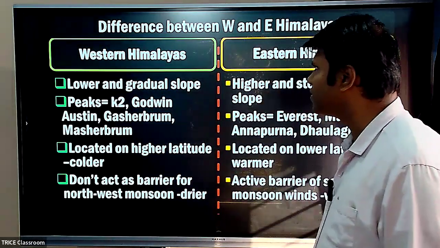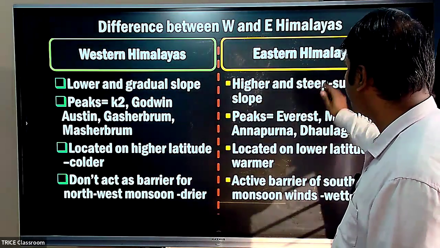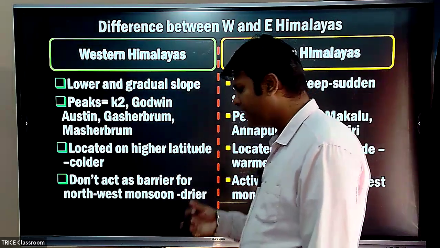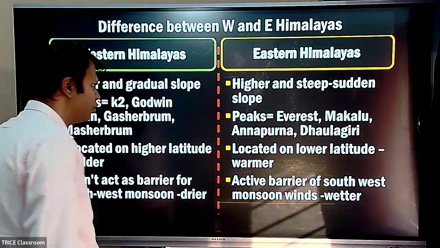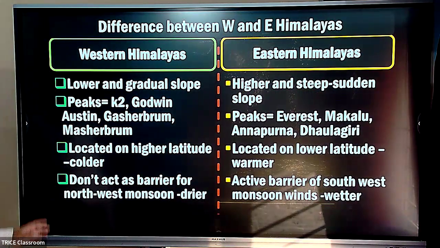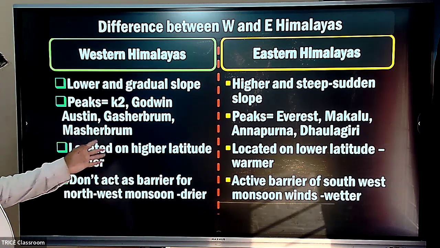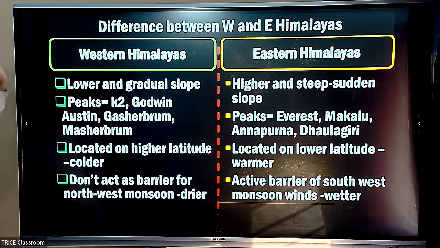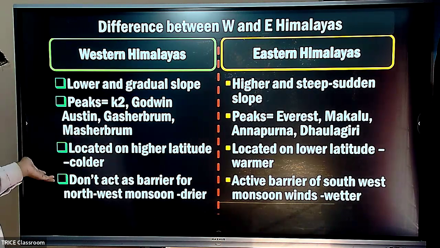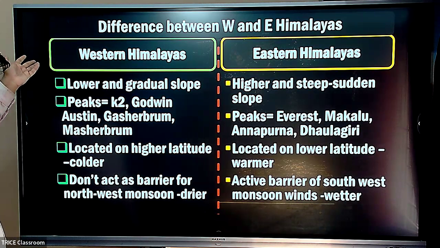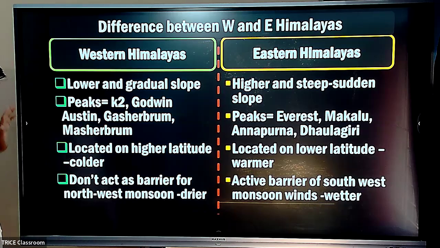So Western Himalayas have a lower and gradual slope, but Eastern Himalayas have a very high, sudden, steep slope, right? The important peaks in the Western Himalayas, K2, Godwin Austen, Gasherbrum, Masherbrum, are located on a higher latitude, because the northwest region is at a latitude above the northeast region, close to 30 degrees north latitude, right?